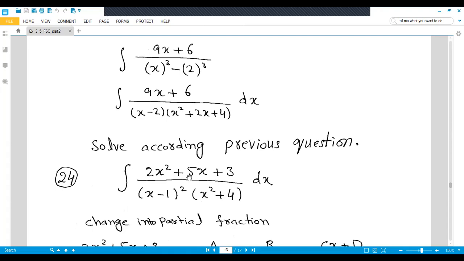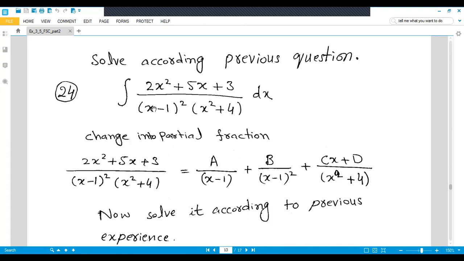Here you have (2x square plus 5x plus 3) over (x minus 1) whole square and the quadratic factor x square plus 4. So two methods are involved. One is a over x minus 1 without power, plus b over x minus 1 whole square, and then cx plus d, because this is quadratic. So for a quadratic we use x and plus a constant. So here we write the partial fraction without the integral: 2x square plus 5x plus 3 equals a over x minus 1 plus b over x minus 1 whole square plus (cx plus d) over x square plus 4.